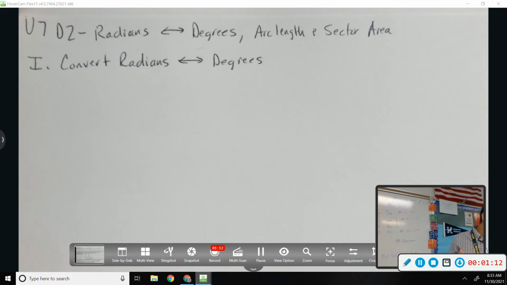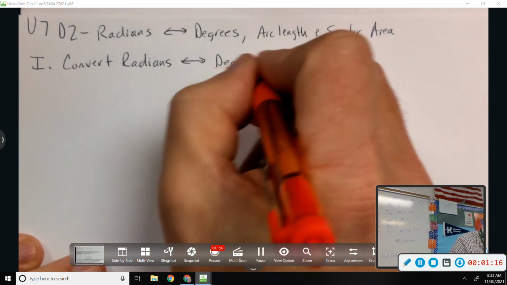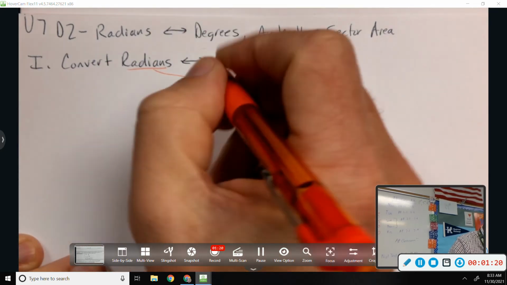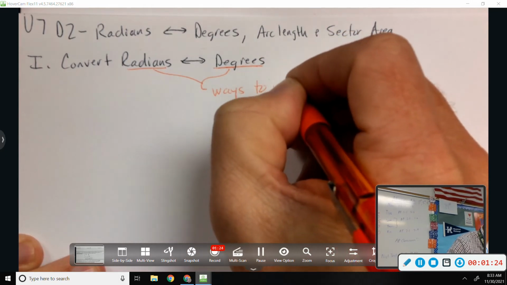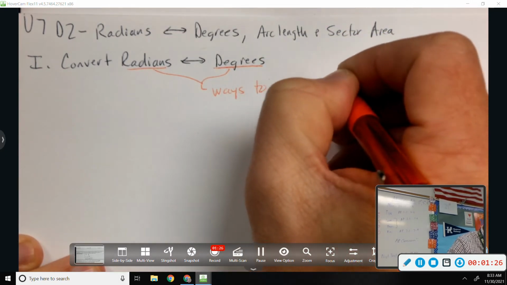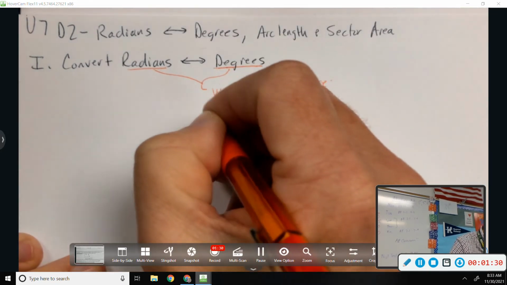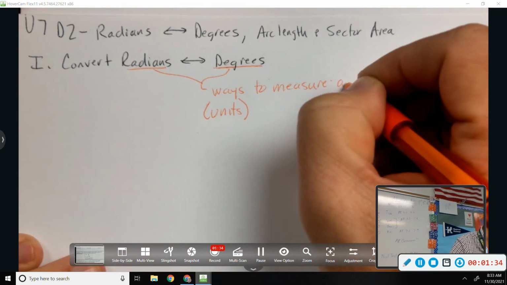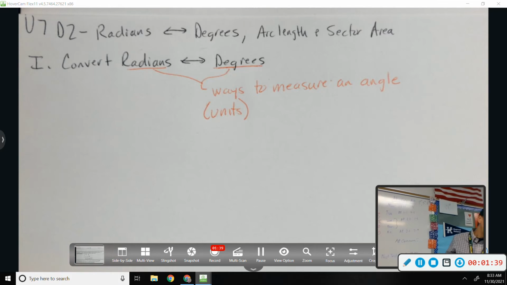But probably the first thing we should think about, and make sure we understand, is what radians and degrees are. They're both units to measure an angle.